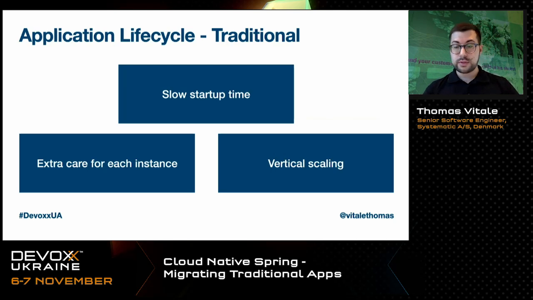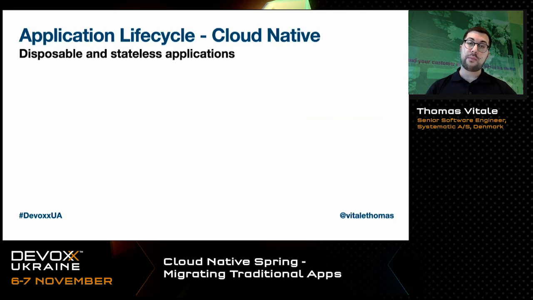This, of course, is different for cloud-native applications. So when we are migrating existing apps, we should make them disposable and stateless as much as possible. Stateless because we want to use horizontal scaling, and that's only possible if we don't have to manage state. And disposable because in the cloud, everything is dynamic, so we can have multiple instances of the same application. And if one is misbehaving, we don't take care of it, but we maybe remove it and start a new one. So they're really disposable.